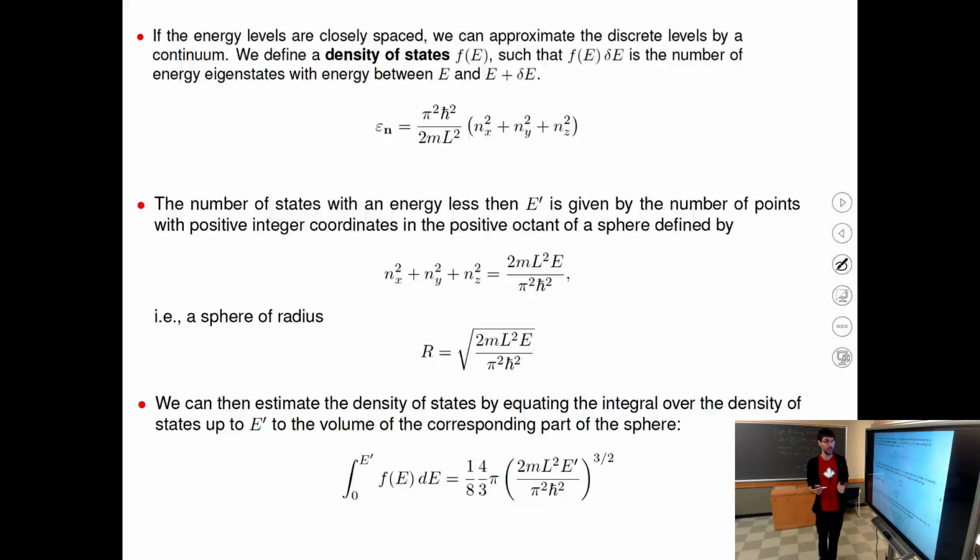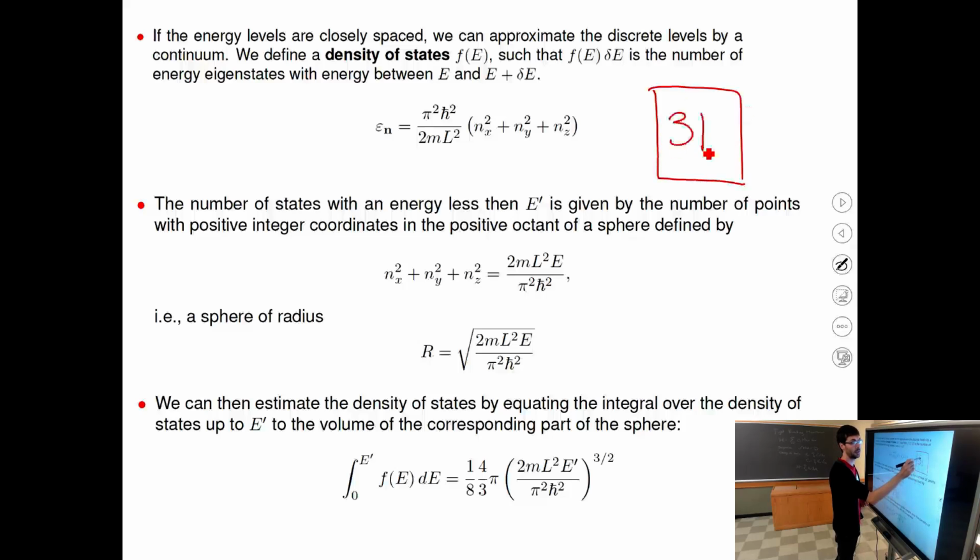For simplicity here, let's treat a solid as a three-dimensional box which is filled with electrons. But now this is a three-dimensional quantum box. And we remember from our review that energy levels in a three-dimensional quantum box are given by this expression.